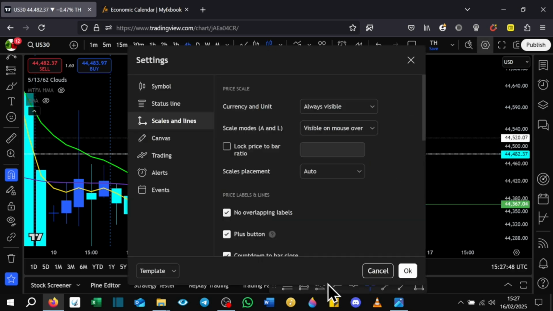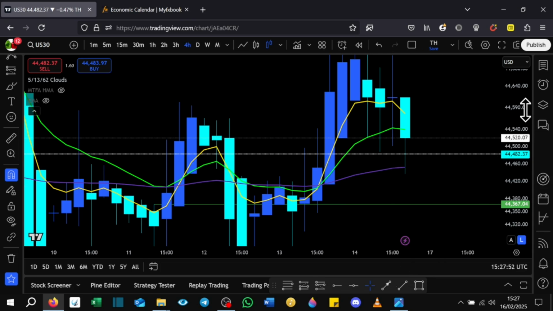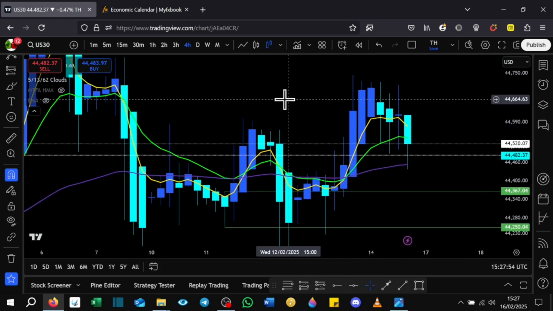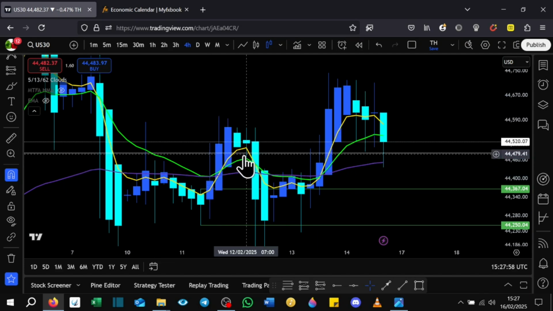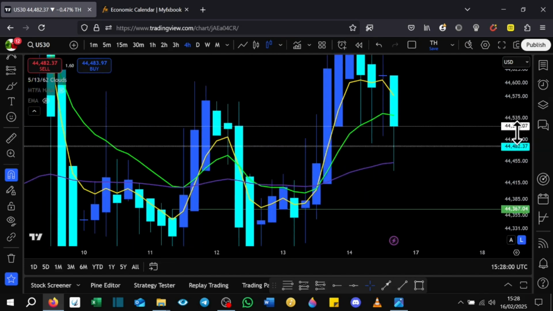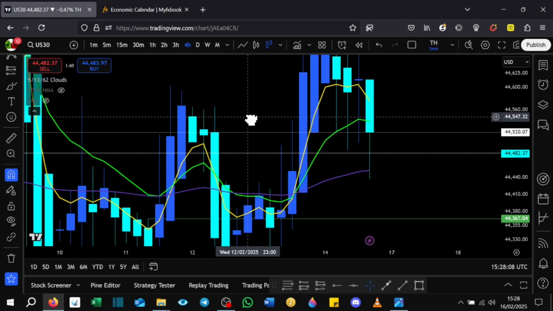Actually, let me hide these, just take these off. That might be a bit cleaner. Yes, the 5 and the 13 EMA alert has gone off. Then I got the 13 EMA alert go off. Can you see how this candle is wicked down here? So the 13 EMA alert has gone off, so I've gone, okay, I'm going to place a buy stop.